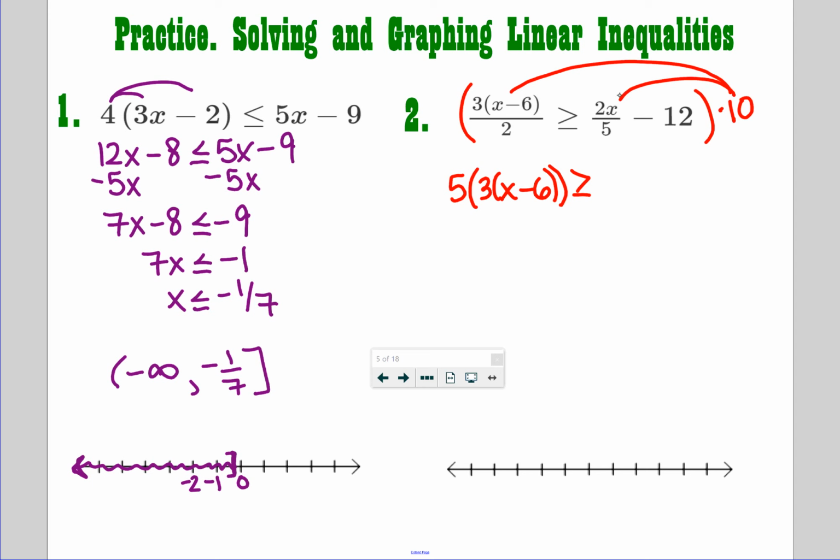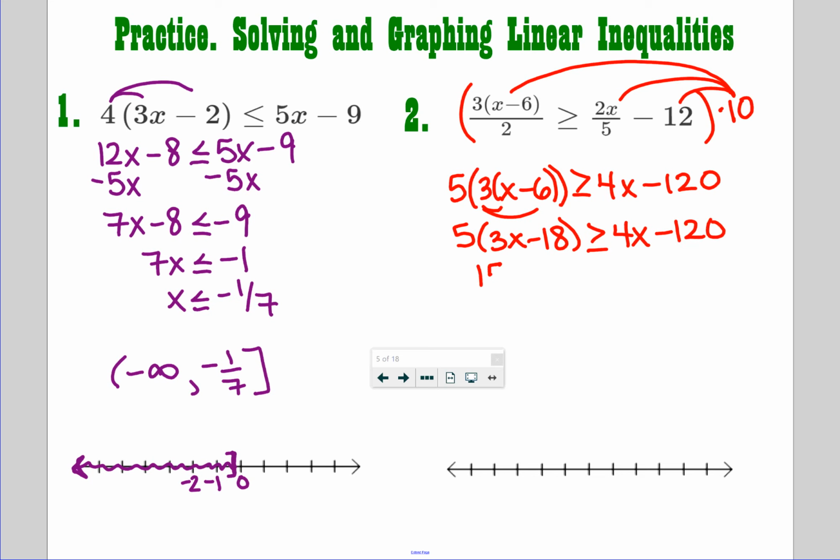10 times 2x over 5, that would be 20x over 5, which would be 4x. 10 times 12 is negative 120. You can distribute the 3 in. We actually have double things to distribute here. So that would be 3x minus 18. And then distribute the 5 in, which would be 15x minus 90.